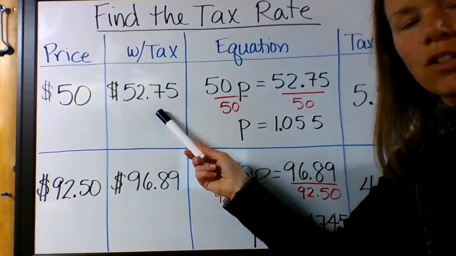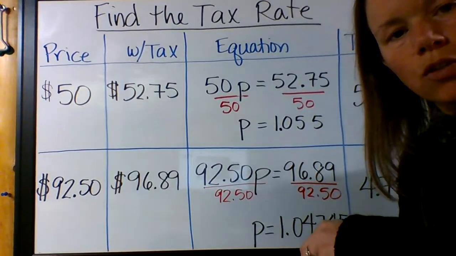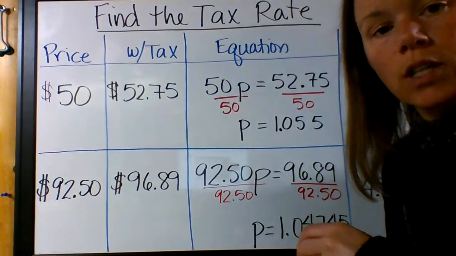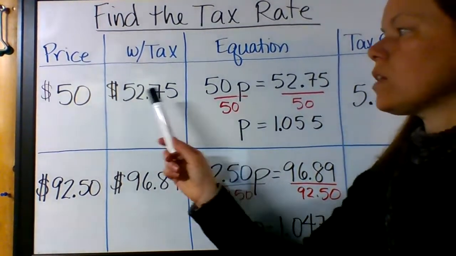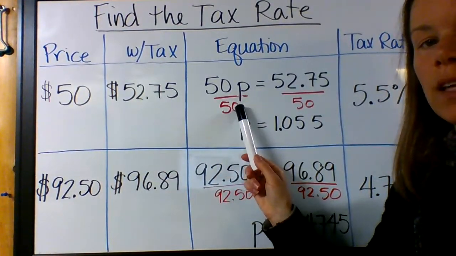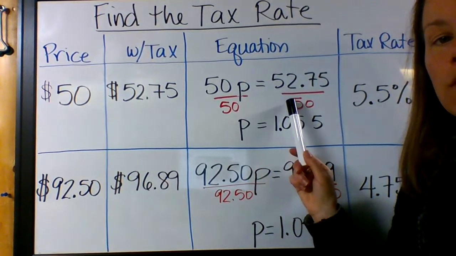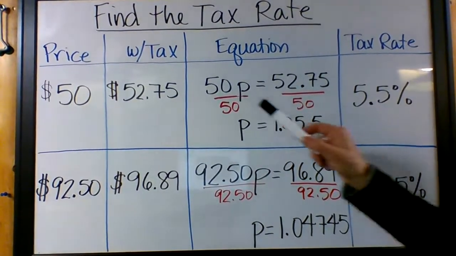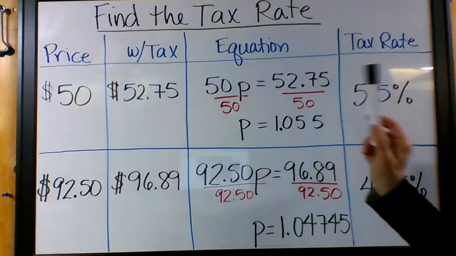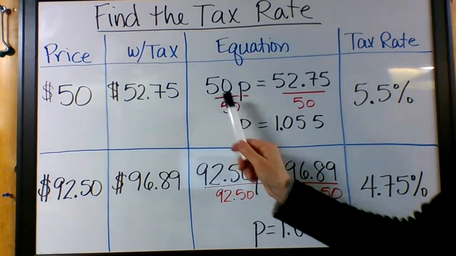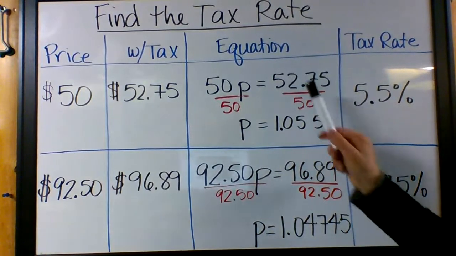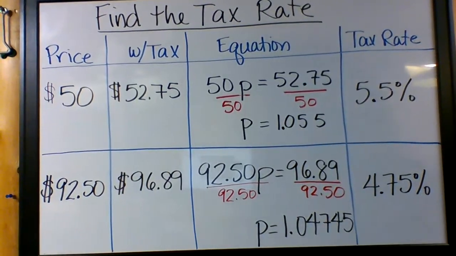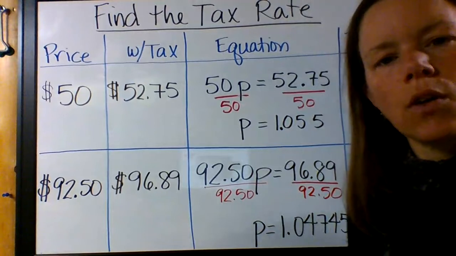So I took my percent equation. Remember, percent times the original equals the new number. And I actually turned it around just for algebra solving equations' sake. So I have here the original number times the percent, which is what we don't know, equals the new price, $52.75. Does that make sense? So let's take a look at solving that equation. If I have 50p equals $52.75, then of course I'm going to divide by 50 and divide by 50. Well, 52.75 divided by 50 equals 1.055. So now I've got this idea that P equals 1.055.